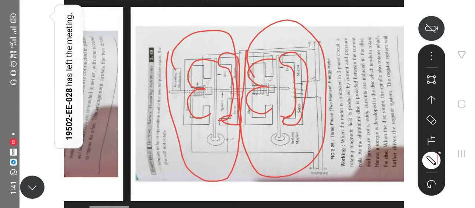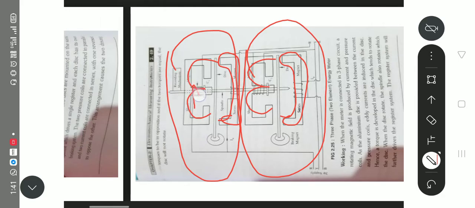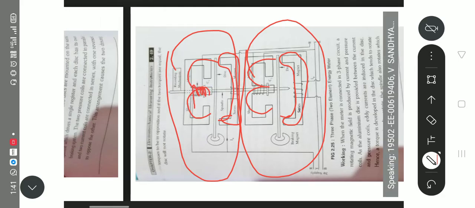Where, I am asking. Here, the central limb. This limb. This winding is there, no?